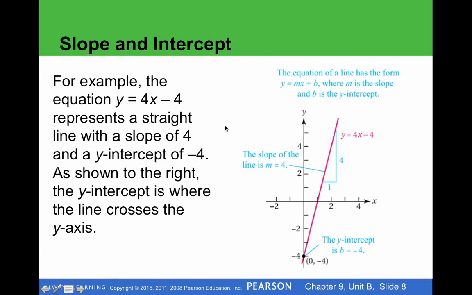It's not any different. For example, the equation y equals 4x minus 4 represents a straight line with a slope of 4 and a y-intercept of negative 4. As shown at the right, the y-intercept is where the line crosses the y-axis. So whenever you graph a line in the form y equals mx plus b, you start with the y-intercept, that's negative 4, and then you do the slope. The slope is 4, which means it will go up 4 and over 1. So from this point, we go up 1, 2, 3, 4, and over 1. Up 1, 2, 3, 4, and over 1.